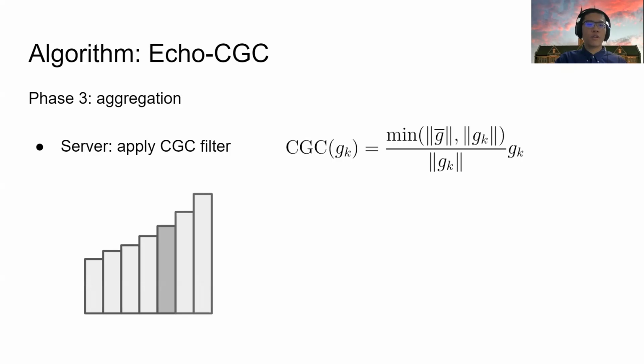And we choose the threshold of the CGC filter as the f plus first largest gradient. In other words, we scale down the f largest gradients by the CGC filter. For example, in this graph, if we suppose f equals 2, then the threshold gradient is the highlighted one. And if we apply the CGC filter, then the two largest gradients are scaled down.